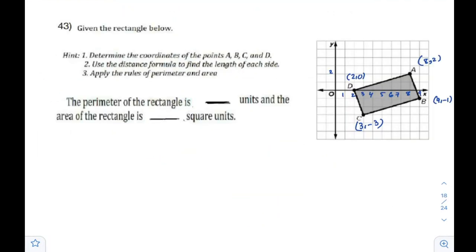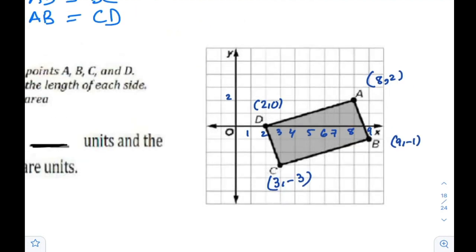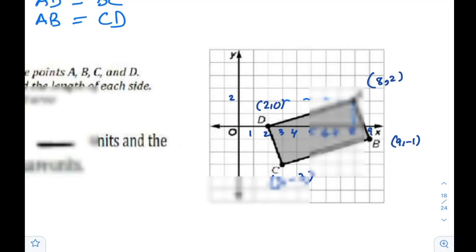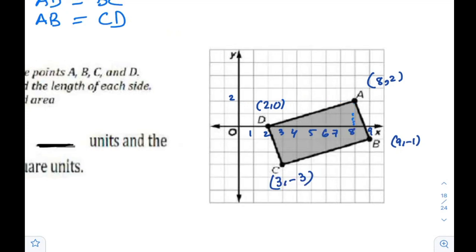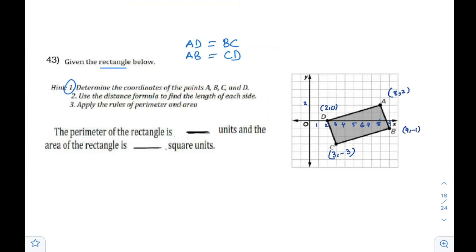Now for question 43, given the rectangle below, he mentioned that it's a rectangle. That means opposite sides are congruent. So AD is equal in measure to BC, and also AB is equal in measure to CD. Now, determine the coordinates of the points A, B, C, D. Of course, everyone knows how to find the coordinates, 8 paired with 2, and so on. Everyone can know that. And B, C, D, etc. Now we will continue and use the distance formula to find the length of each side.